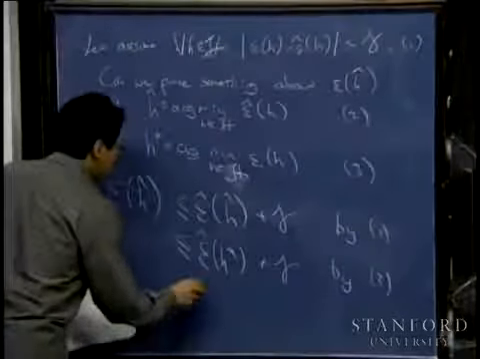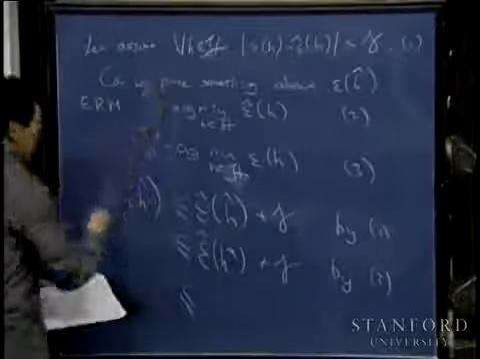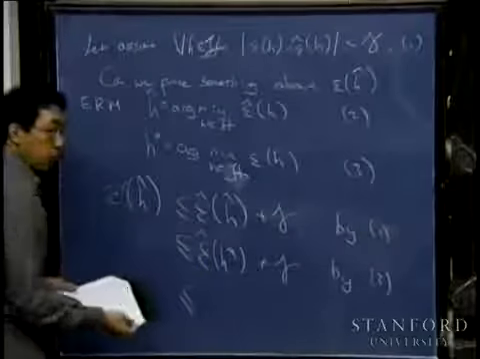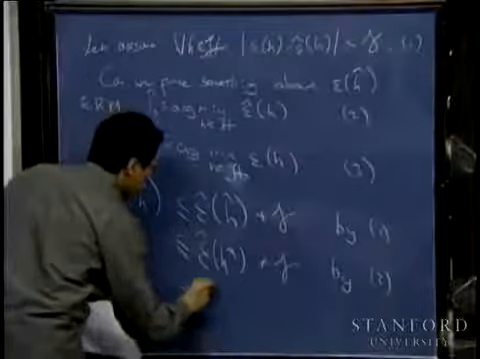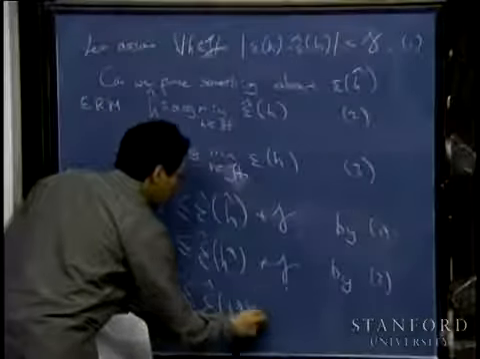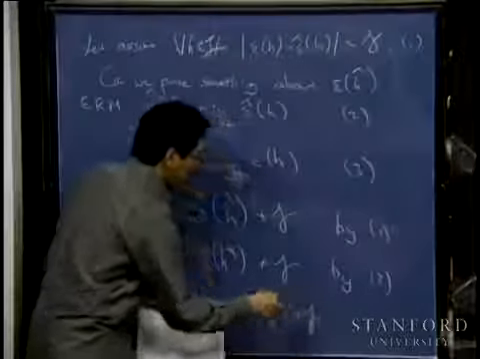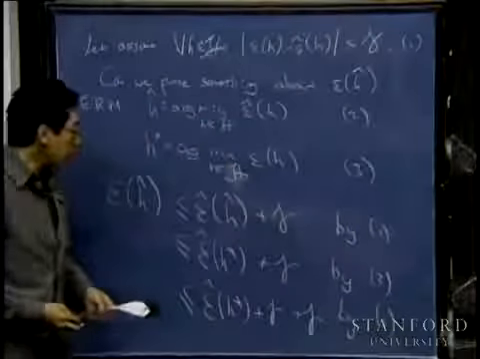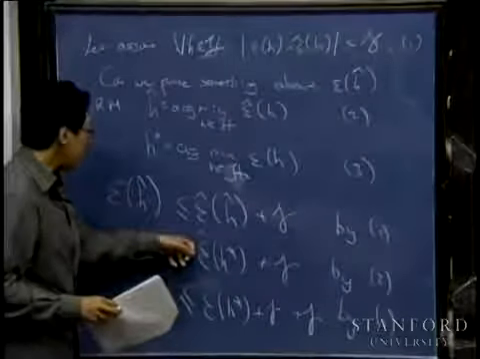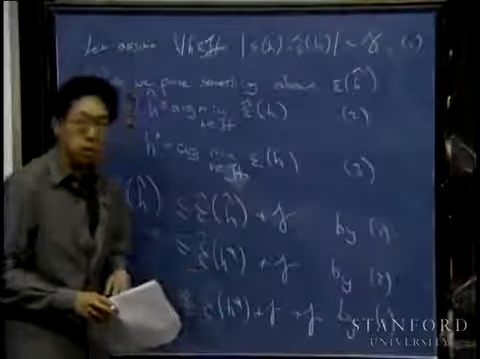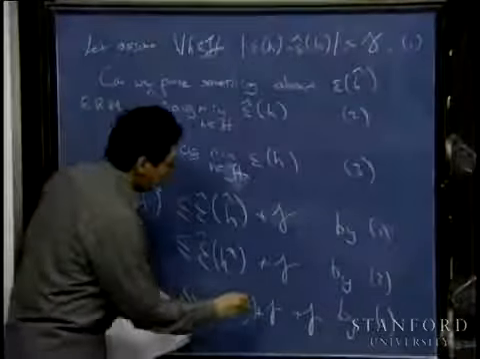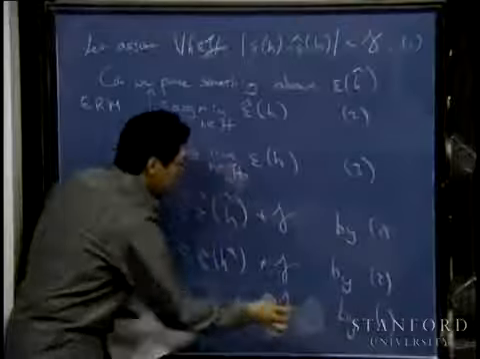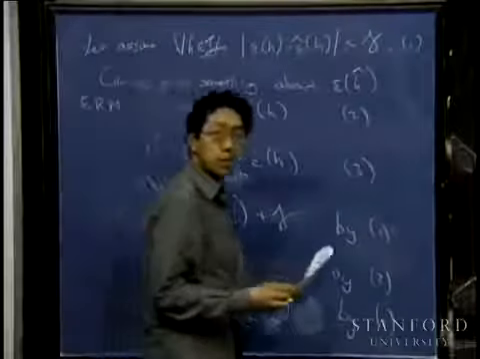And the final step is going to apply this uniform convergence result again. We know that epsilon hat of H star must be within gamma of epsilon of H star. And so this is at most plus gamma, and then I have my original gamma there. This is by equation 1 again, because I know the training error of H star must be within gamma of the generalization error of H star. And so I'll just write this as plus 2 gamma.